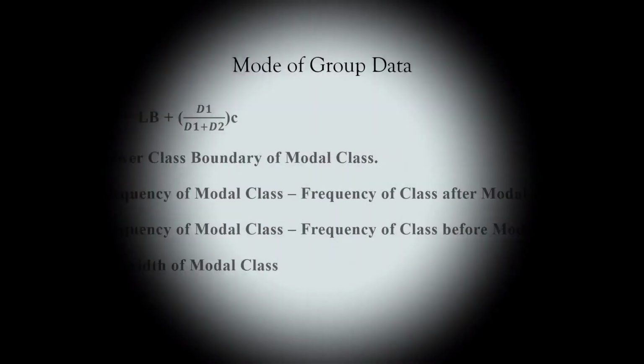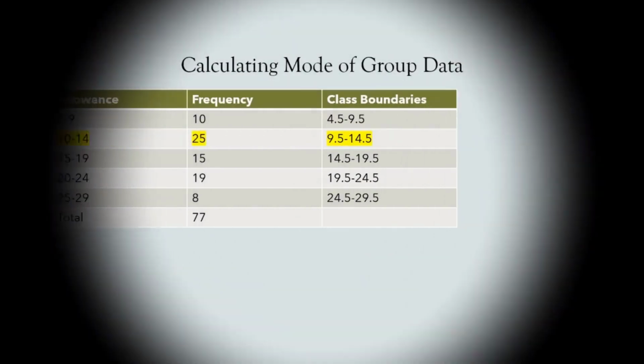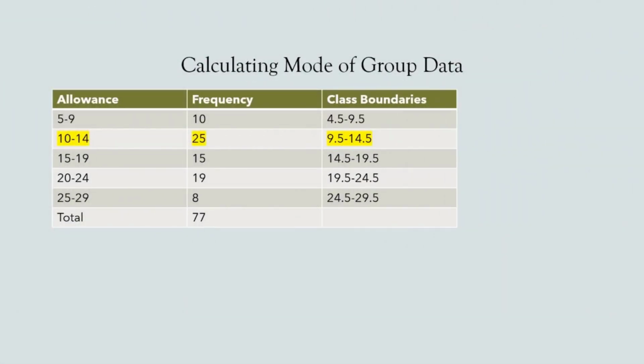When calculating the mode of grouped data, we start first by identifying the modal class. The modal class is determined by the class that has the highest frequency. Once the modal class has been identified, we can apply the formula for the mode of grouped data. Let us try an example. In the table shown, we have data on the weekly allowance of 77 students. The data is organized as grouped data.